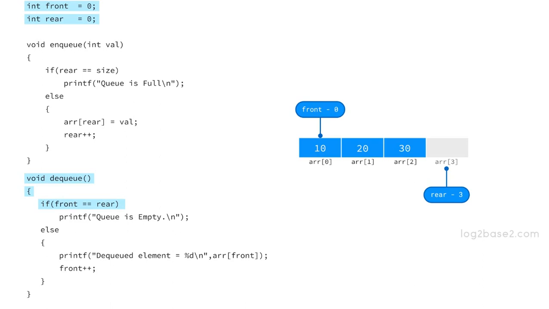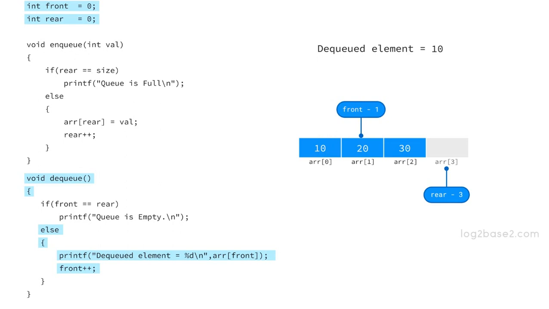But here front equal to 0 and rear equal to 3, so the condition fails and we go to the else part and we print the value which we are going to delete, which will always be at the front end of the queue, and increment front, which makes front equal to 1 and 10 will be deleted from the queue. So the element which came first into the queue is deleted first. That is the functionality of the queue.